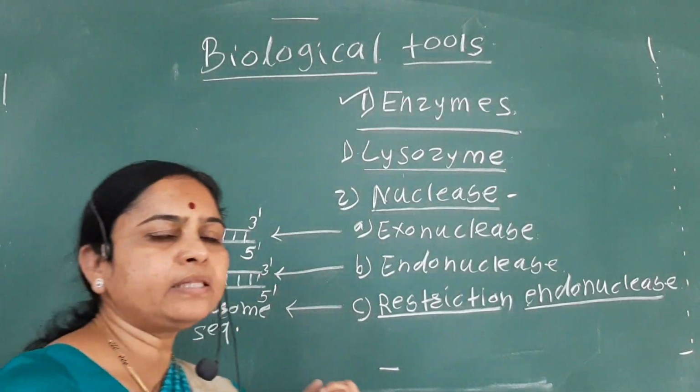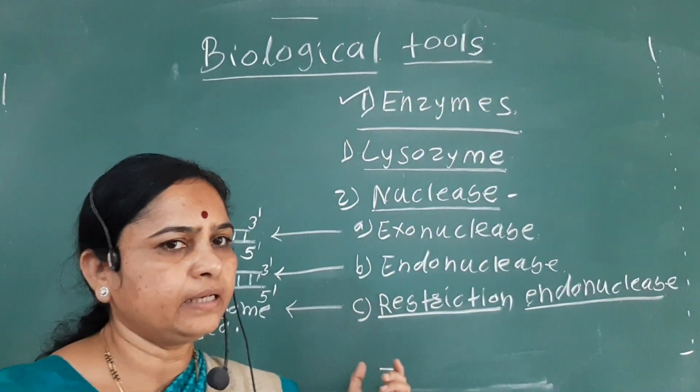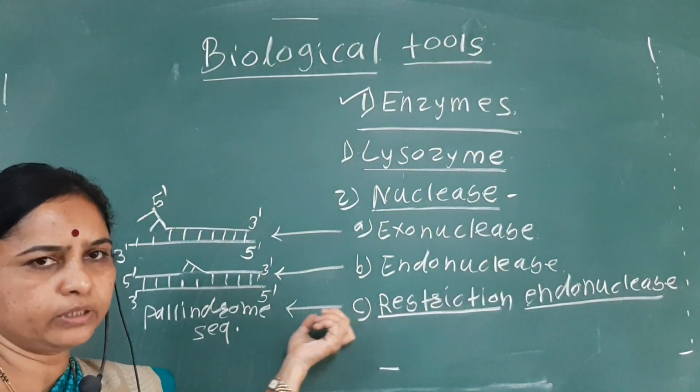So what is meant by the palindrome sequence or what is meant by the recognition site, we will see in detail. That is about the restriction endonuclease enzyme.